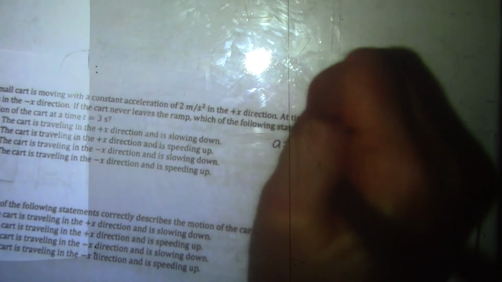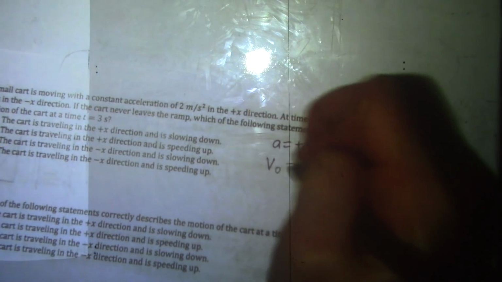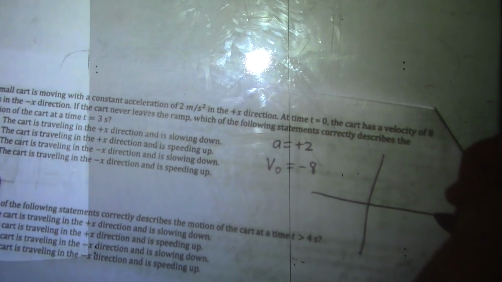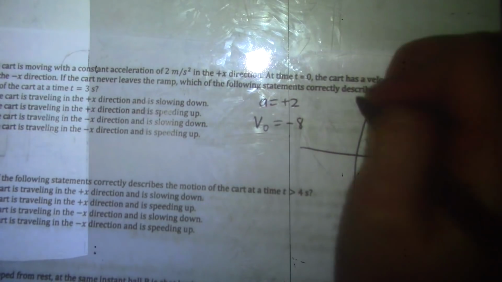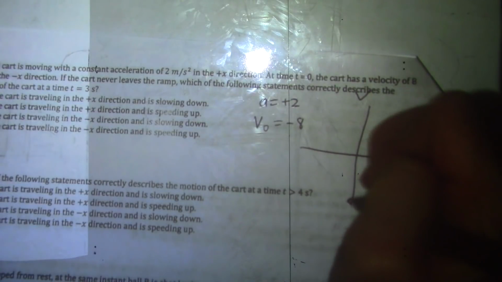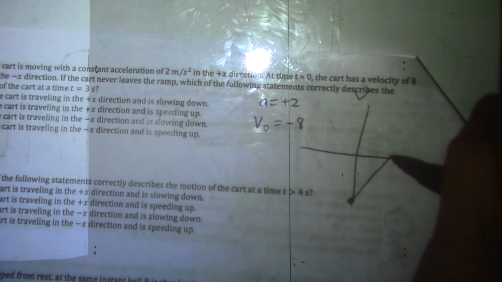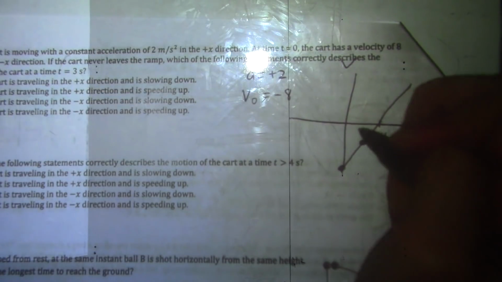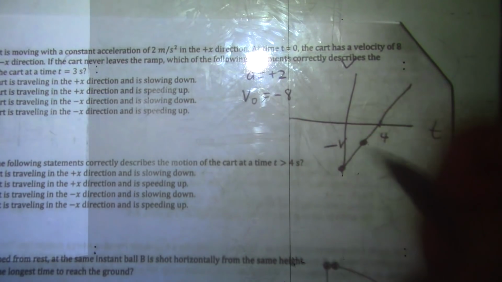Alright, we have a constant acceleration of positive 2, and we have an initial velocity of 8 in the negative direction. Easiest, I think, is to start with your velocity versus time graph. I start with negative 8, and then if I'm going up to positive 2, this would cross the x-axis at 4.